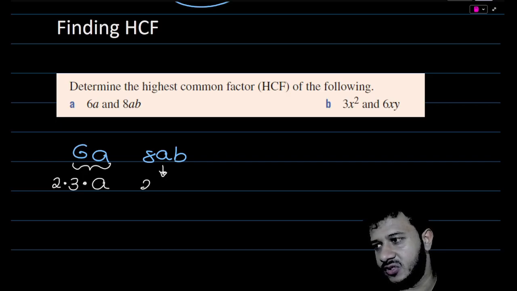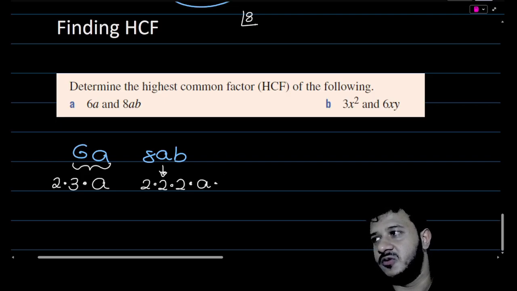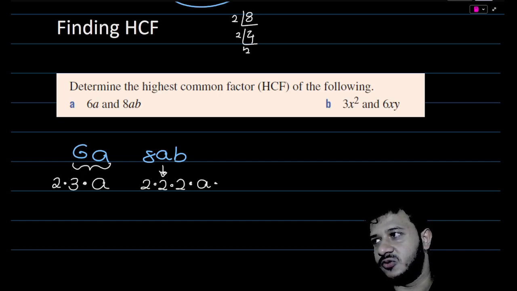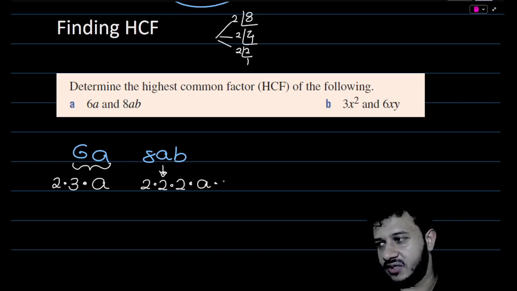8a means 2 times 2 times 2, that's 8, and a. How do I know that? If you remember, when we were small, we learned 8 can be divided by 2, that's 4, 4 can be divided by 2, that's 2, 2 can be divided by 2, that's 1. That's 2 to the power of 3. Can you see that? 2 times 2 times 2. That's how I know it.